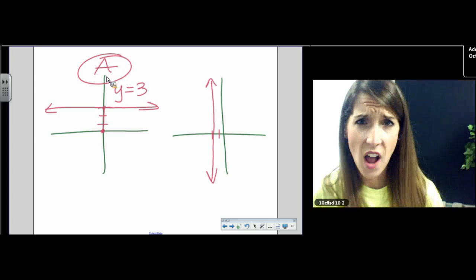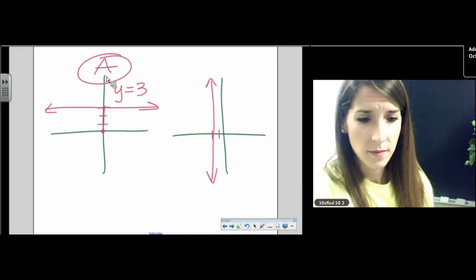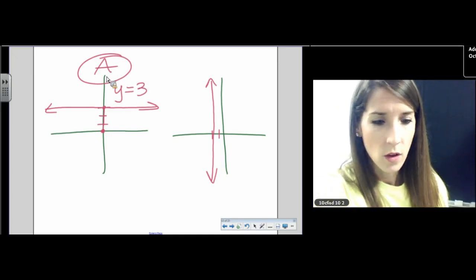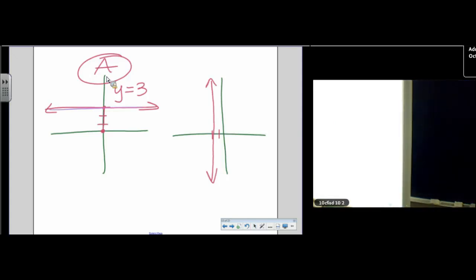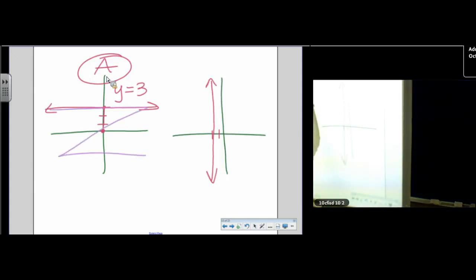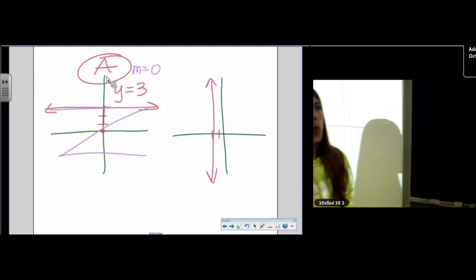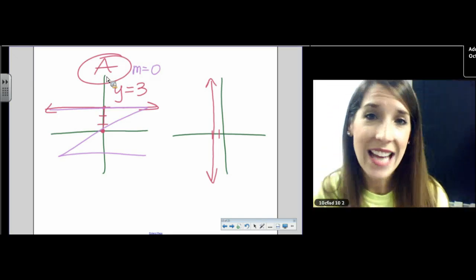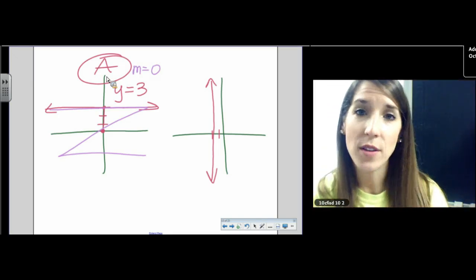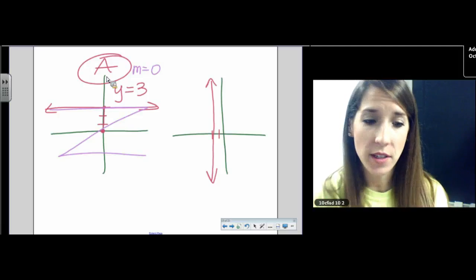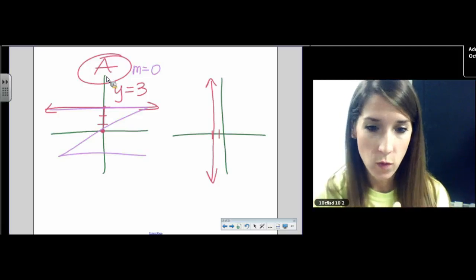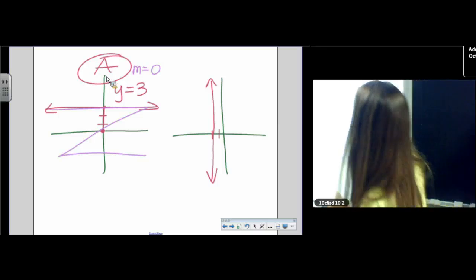What's the slope of that line? 0. Very good. Remember? Because I could make a z out of it. So the slope is 0. Would you agree that anytime it's y equals a number, the slope is going to be 0? Right. Okay, what about B?